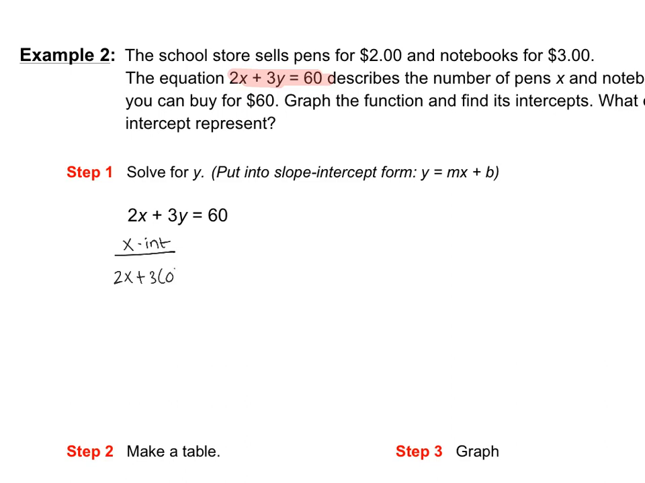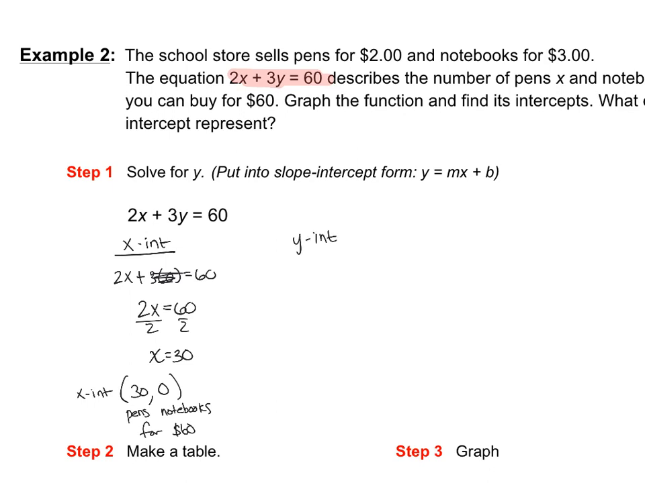So 2x plus 3 times 0 equals 60. Well, we don't need that part, so we get 2x equals 60. Divide both sides by 2, and x equals 30. Okay, what that means is that for the x-intercept, we have 30, 0. Remember, the x represented pens, so 30 pens and 0 notebooks for $60. That's how many pens we could buy if we buy 0 notebooks with our $60 that we had.